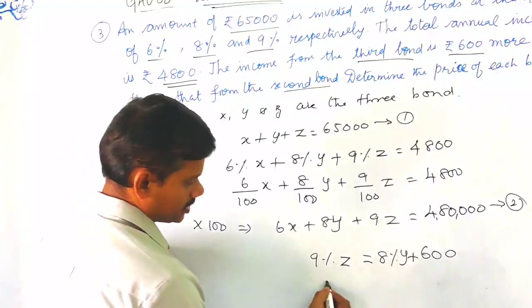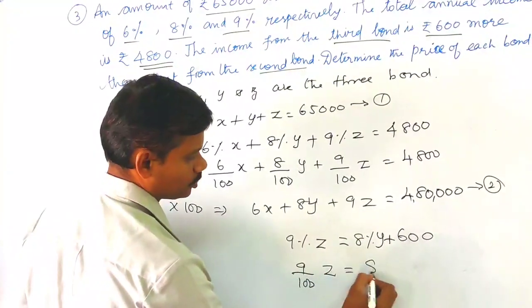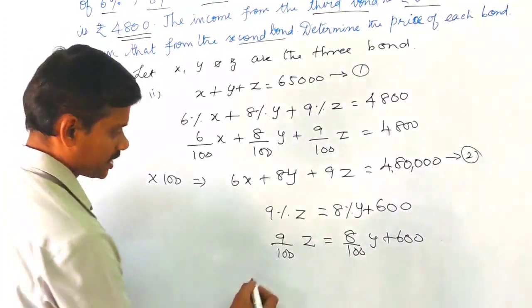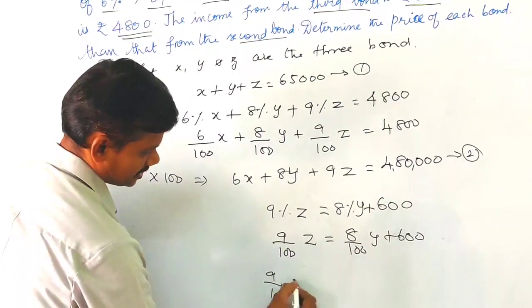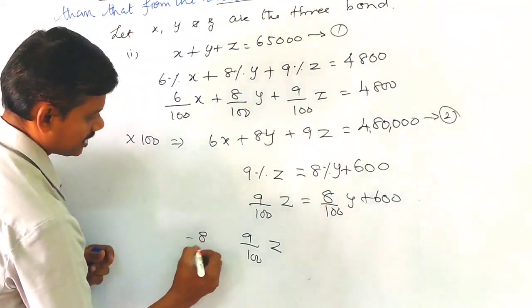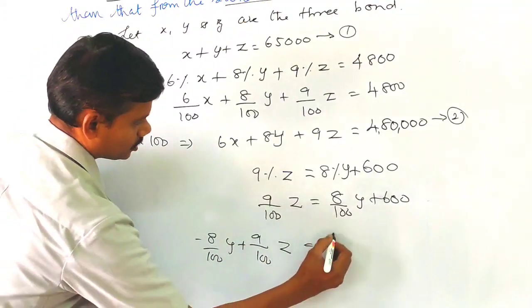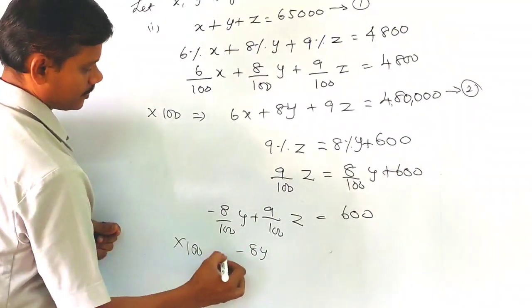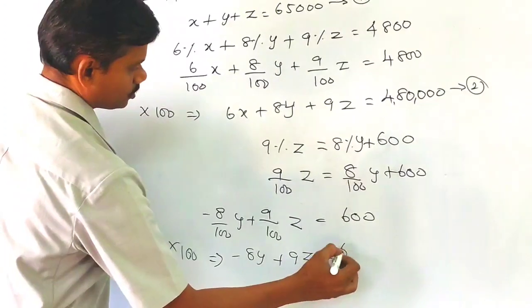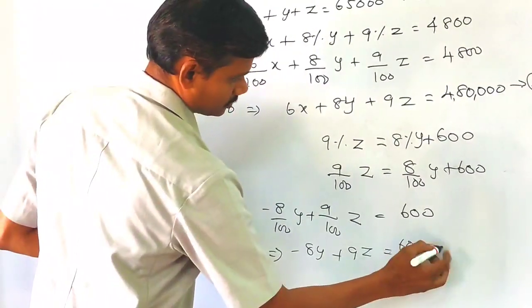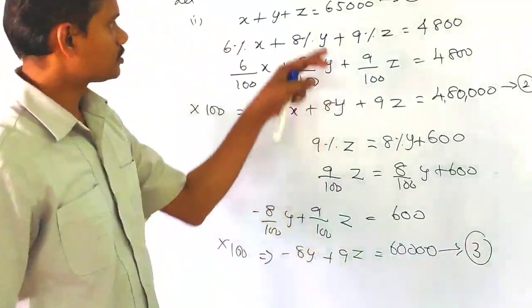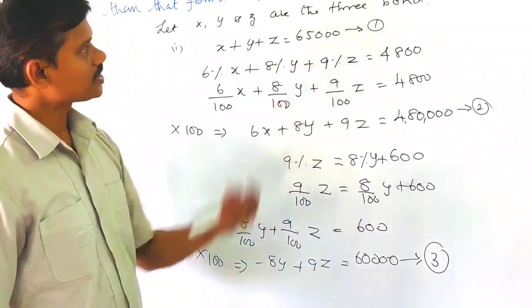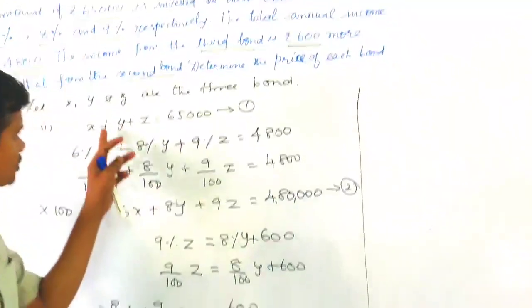From this I am going to get the third equation as 9 by 100 into z equal to 8 by 100 into y plus 600. I am going to bring this term to the left hand side. So 9 by 100 z, here this is y term, so it becomes minus 8 by 100 y plus 9 by 100 z equal to 600. If I multiply this equation also with 100, I will get minus 8y plus 9z equal to 60,000. This is the third equation. So this is the first equation, this is the second equation, and this is the third equation. Using these three equations, we have to solve for the bonds x, y and z.